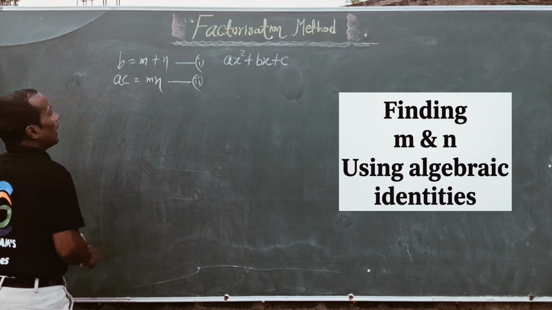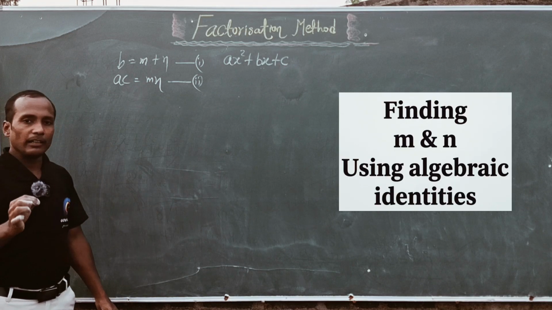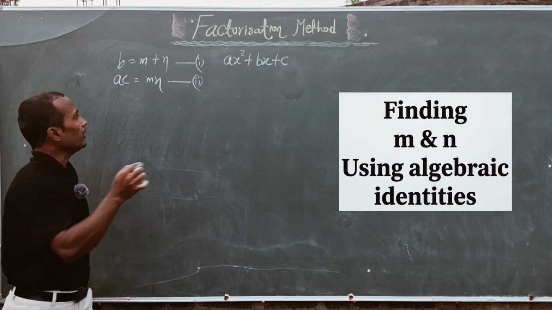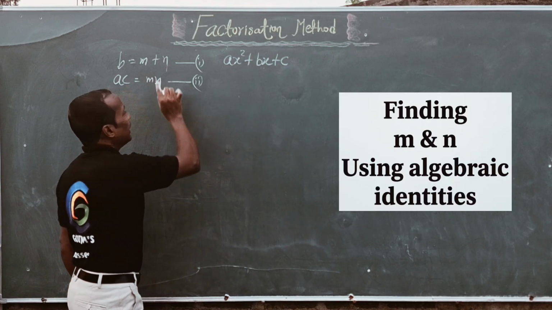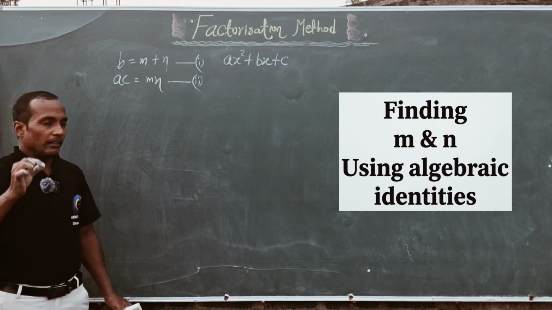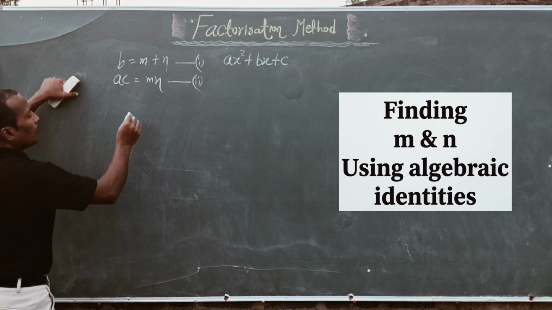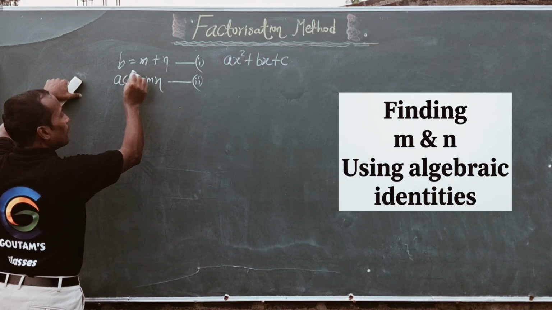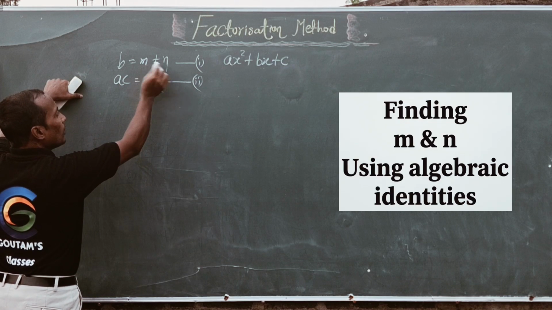Now I will try to actually find out what can be the value of M and N in terms of A, B and C. A, B, C are real numbers. So the value of M and N in terms of A, B and C, I will find out. For that I observe M plus N is B, and MN is equal to AC. So I want to find out what is M, what is N.